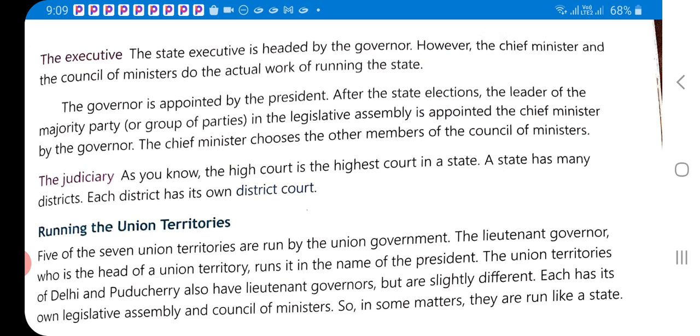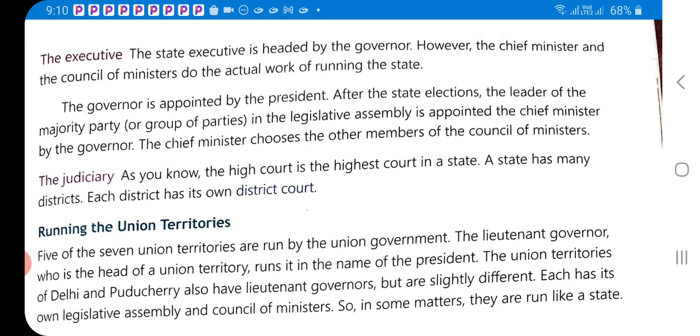Let me clear one point here. The powers which are enjoyed by the president in the central government, the same powers are enjoyed by the governor in the state government. At the central government level, we have the prime minister and council of ministers. At the state government level, we have the chief minister and council of ministers.